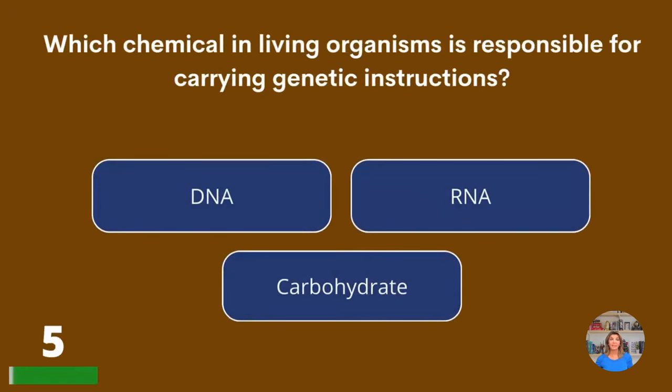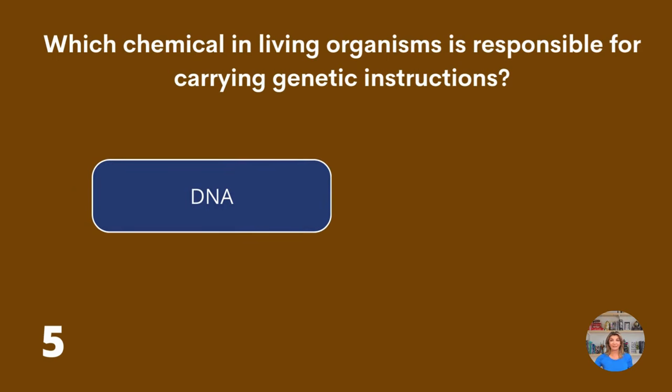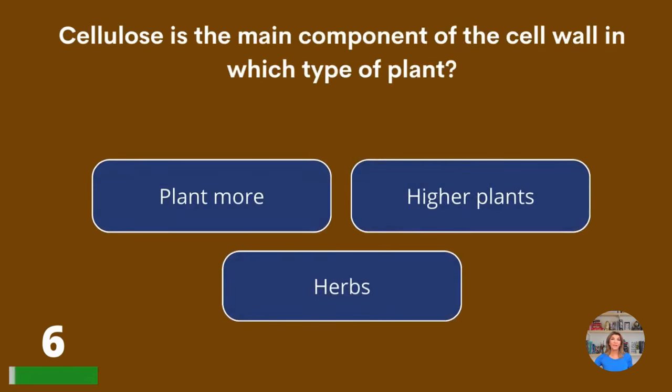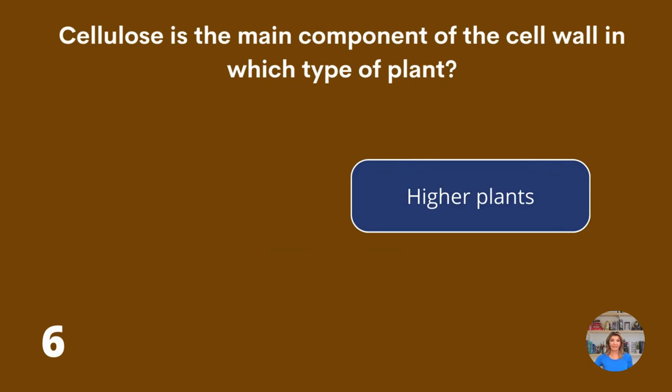Which chemical in living organisms is responsible for carrying genetic instructions? DNA, RNA, or carbohydrate? DNA. Cellulose is the main component of the cell wall in which type of plant? Plant more, higher plants, or herbs? Higher plants.